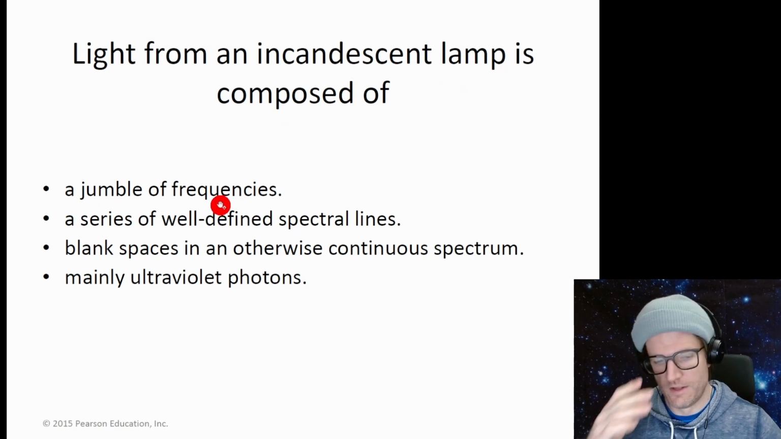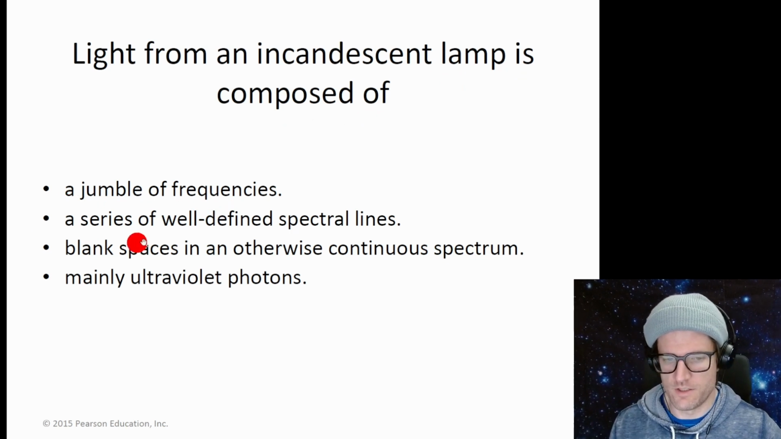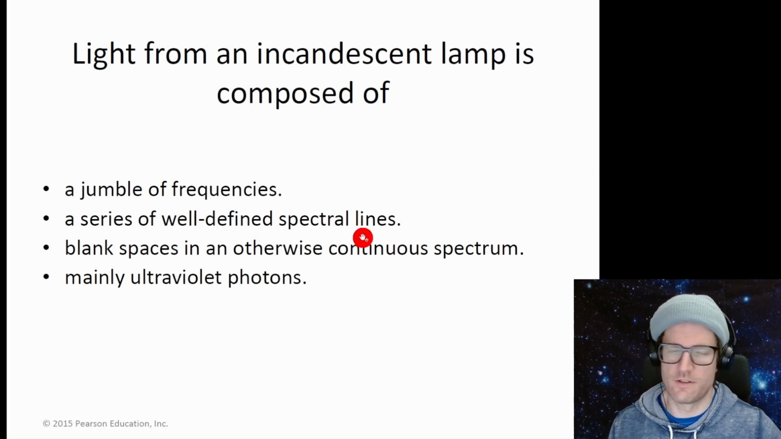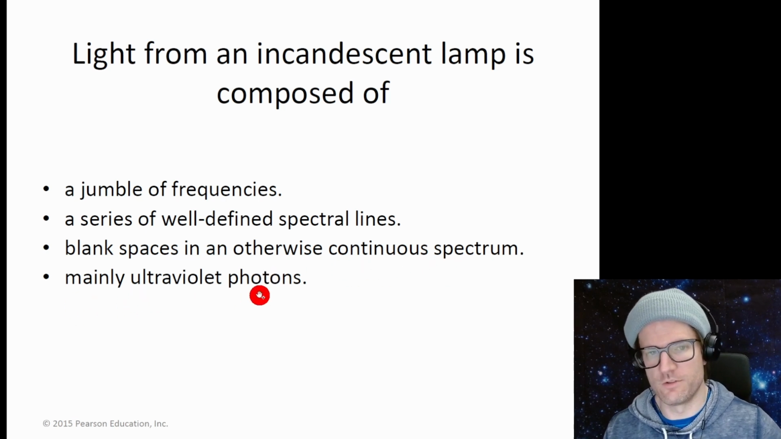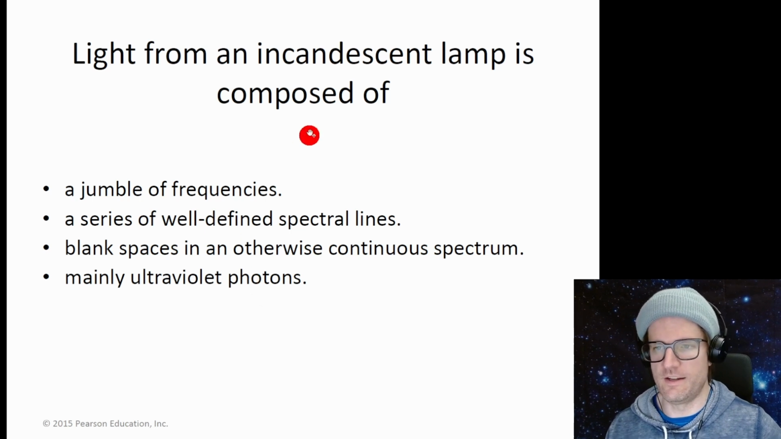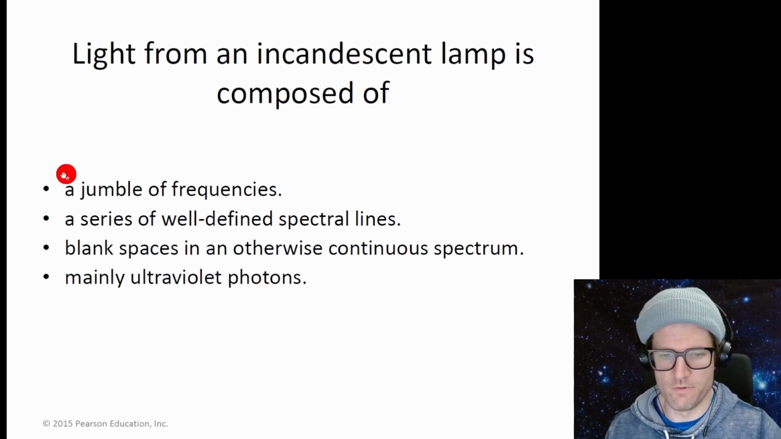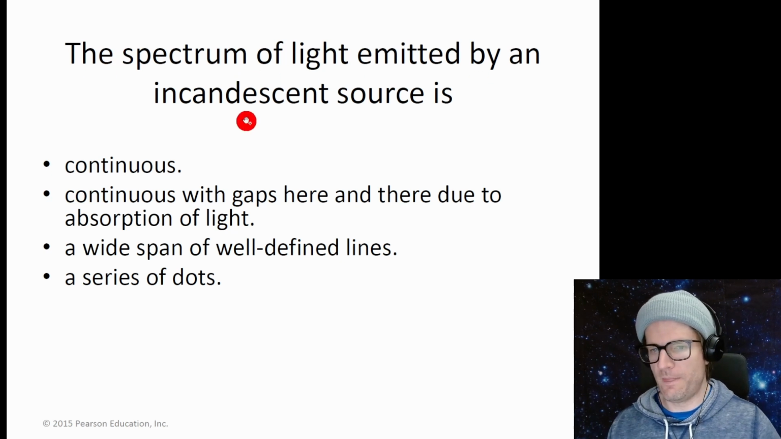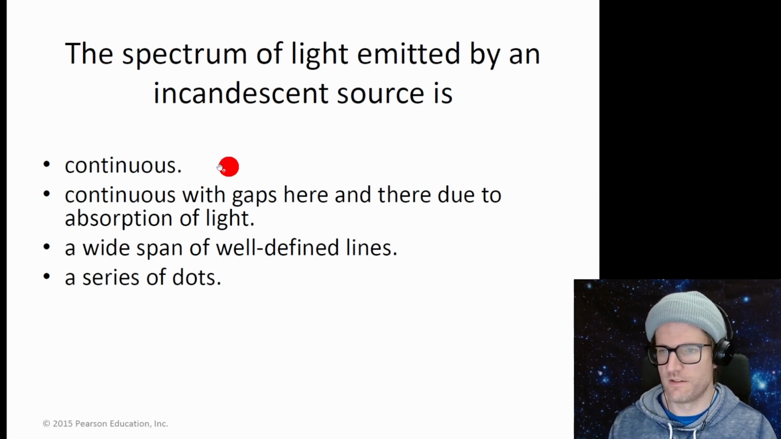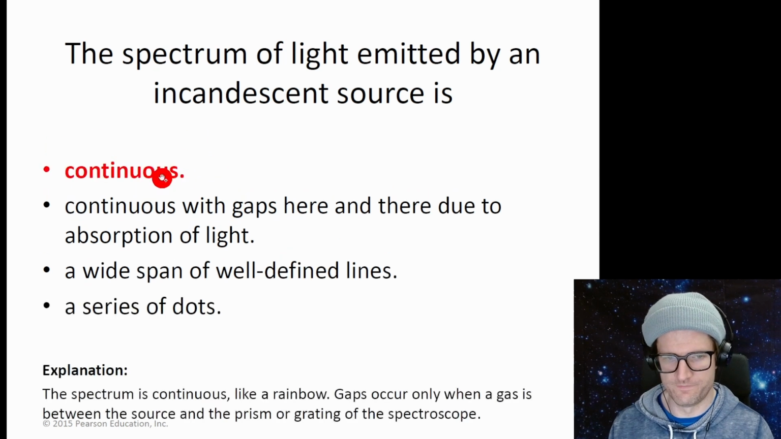That sounds good, because it's continuous. A series of well-defined spectral lines, it's continuous, so no. Blank spaces in an otherwise continuous spectrum, no, we don't see that. We just have continuous. Mainly ultraviolet photons. Holy, that's a bad incandescent lamp. So I say a jumble of frequencies. The spectrum of light emitted by an incandescent source is, we just said, continuous.